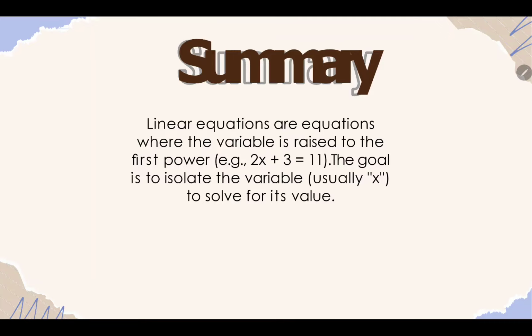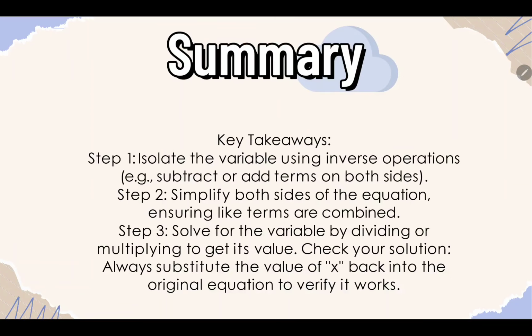So here's the summary. Linear equations are equations where the variable is raised to the power of one. The goal is to isolate the variable, usually x, to solve for its value. Now, key takeaways: step 1, isolate the variable using inverse operations, so subtract or add terms on both sides. Step 2, simplify both sides of the equation to ensure like terms are combined.